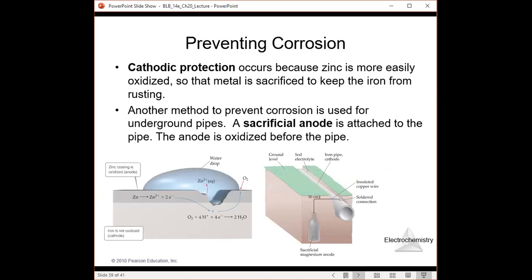Now, how do you prevent rust? There are several things you have to do. You have to really protect it. One of the things you do is, because zinc is more easily oxidized, the metal is sacrificed to keep the iron from rusting. So you put a coating on there. And that's one of the other things that I work with as well.